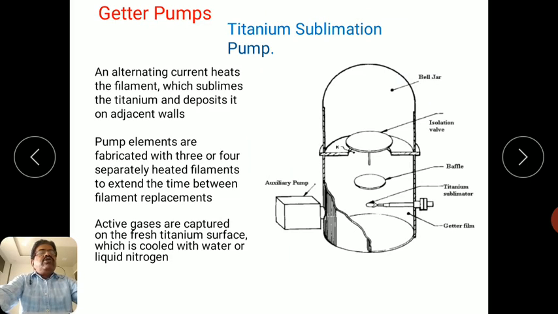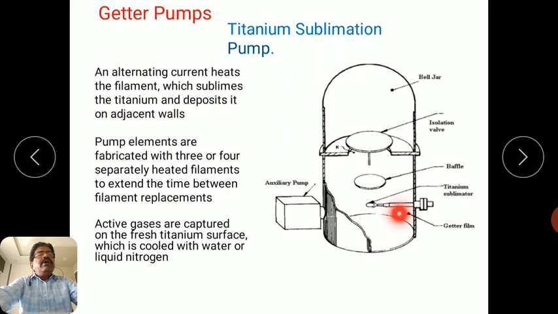So this is the actual structure or mechanism of this titanium sublimation pump. Let us see now how it works. Just now I have told you that this is the filament here, which is the actual metal, just like titanium metal. So an alternating current hits this filament, which sublimes the titanium and deposits it on adjacent walls.